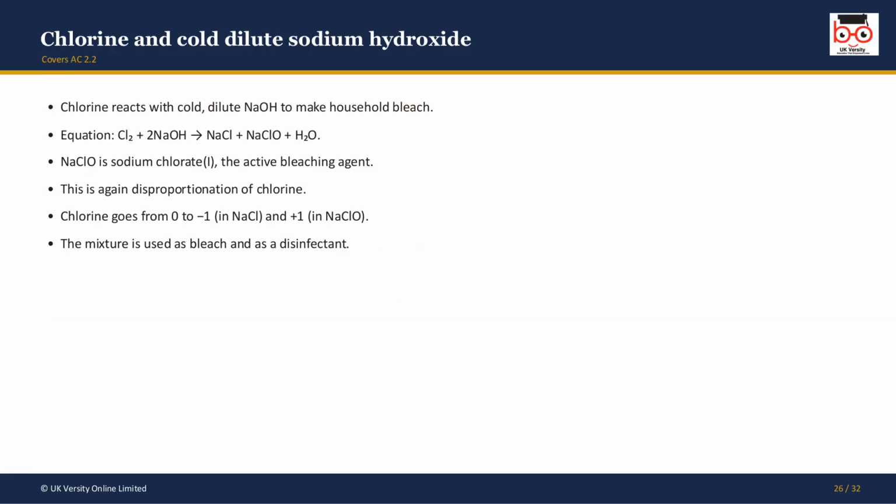Chlorine does something similar with cold, dilute sodium hydroxide, and this time we make household bleach. The equation is chlorine plus 2 sodium hydroxide gives sodium chloride plus sodium chlorate 1 plus water. That sodium chlorate 1 is the active bleaching agent. Once again, it's disproportionation. The chlorine goes from 0 to -1 in the sodium chloride and +1 in the sodium chlorate. The resulting mixture is what we use as bleach and disinfectant.